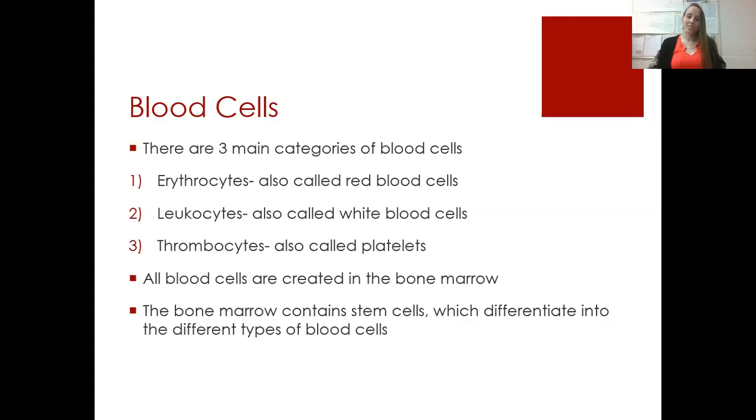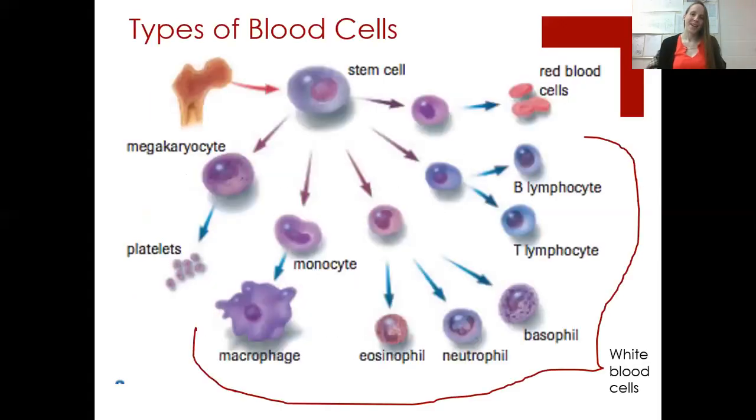As far as blood cells go, there are three main types. There are the erythrocytes, which are also called red blood cells, the leukocytes, which are the white blood cells, and then the thrombocytes, which are also called platelets. You should know both the scientific and common names for all of those. They are all made in the bone marrow. The bone marrow contains stem cells, which are undifferentiated cells, and then they can differentiate or specialize into these different types of blood cells.